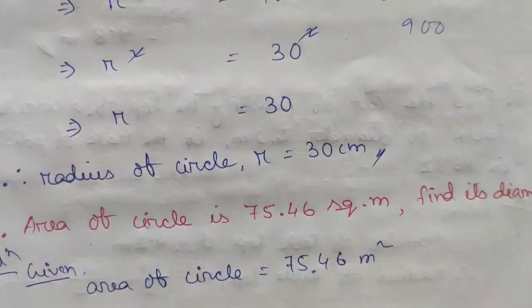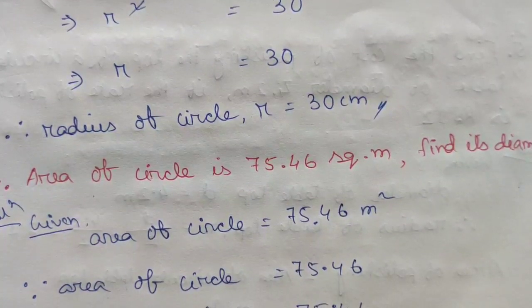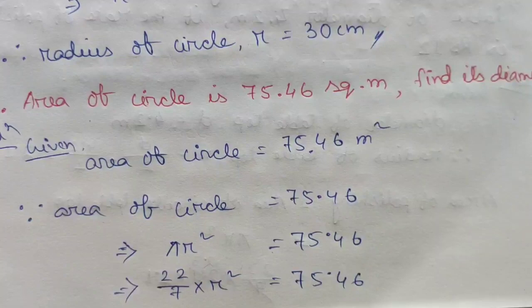We will write the solution. Given the area of the circle is 75.46 meter square. Since the area of the circle equals 75.46, so pi r square equals 75.46. Earlier it was told that we have to use the value of pi as 3.14. Here nothing is given, so we'll use 22 by 7. So 22 by 7 into r square, right? We have to find this r.